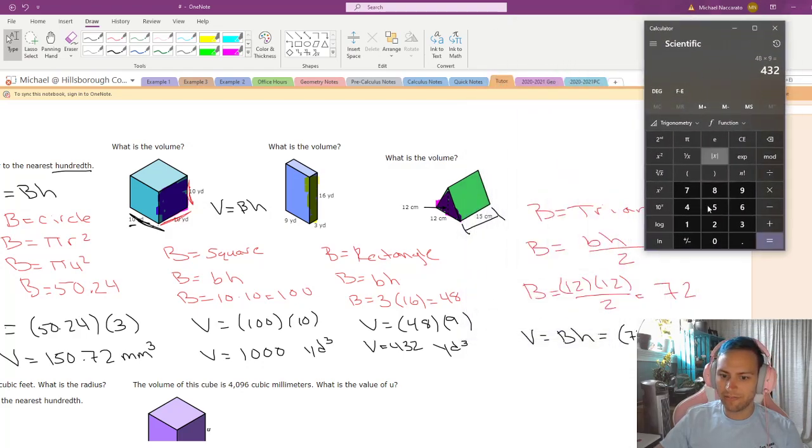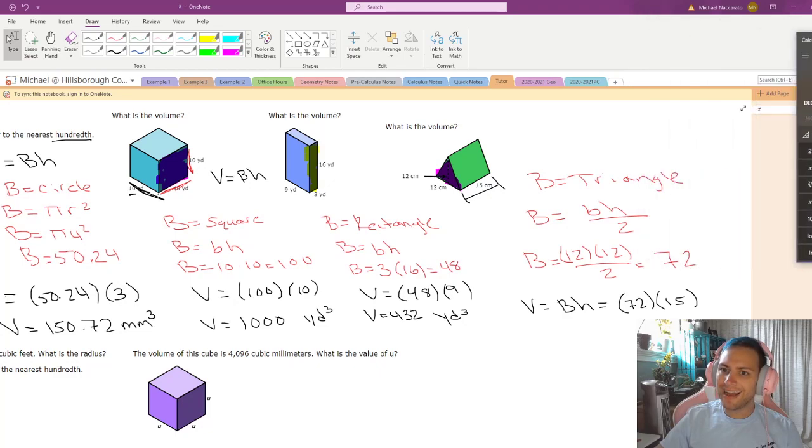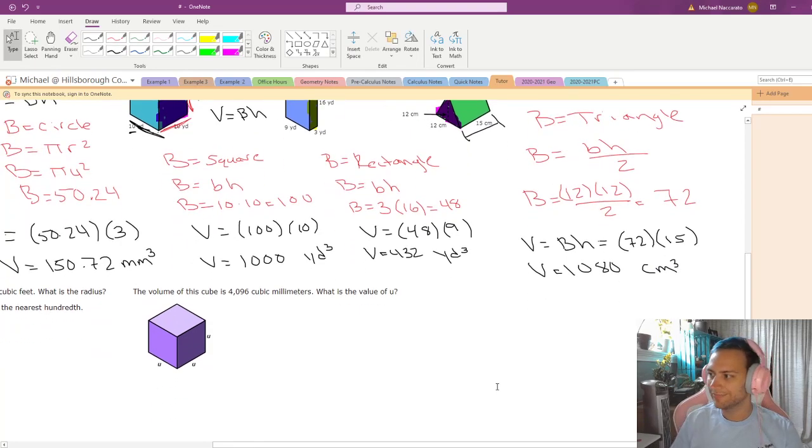Oop, I'm seeing that my face is cutting that off. There we go. So 72 times 15. I do that, I get 1,080. So I know that this volume is 1,080 centimeters cubed. Again, I cut off the units, just know it's centimeters cubed here. There we go.